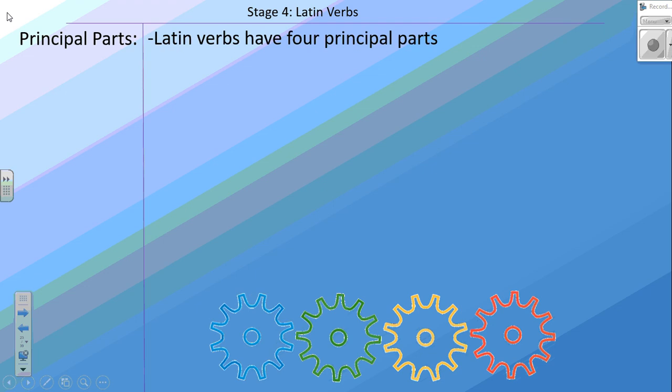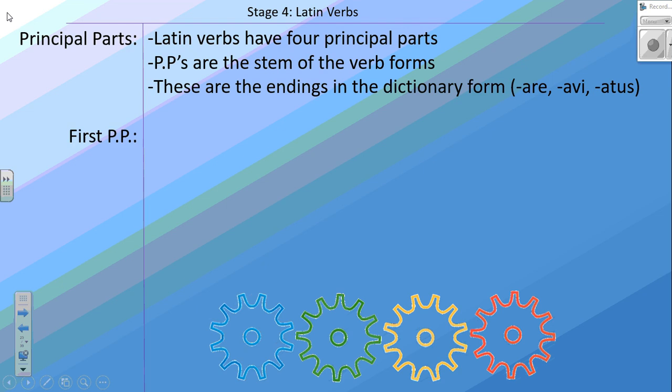So Latin verbs also have something called principal parts. And these are the things you've been memorizing for your vocab quizzes, the -ari, -avi, -atus, and then the other forms, some of which are irregular, that I told you we'll learn later on. Principal parts are the stems of the verb forms. So each principal part is used to build a different kind of verb.